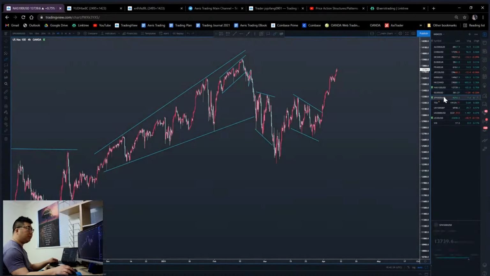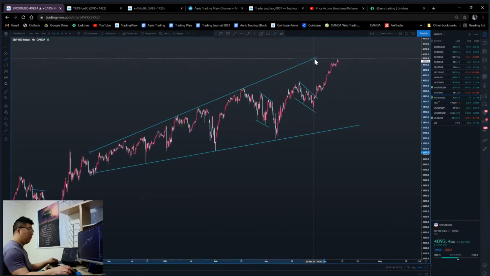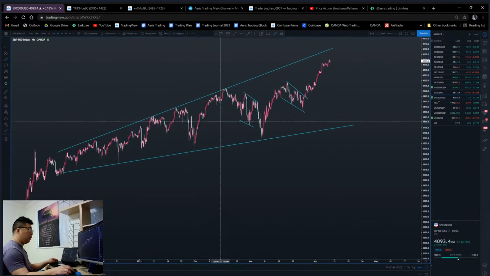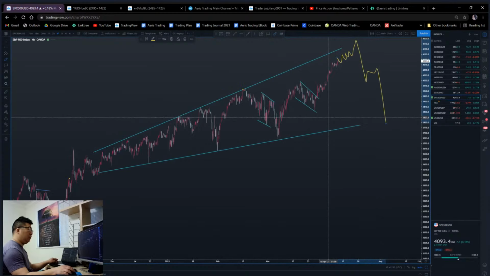Same idea with S&P 500 and Dow Jones. I'm seeing this as the overall ascending structure. This can correctively move up more, and then a sharp move down, and then continuation.